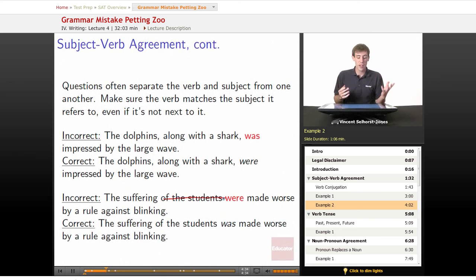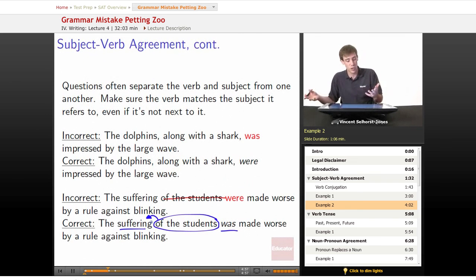Instead, we use the suffering of the students was made worse, because suffering connects to was. Suffering was. The suffering of the students is just there to modify suffering. Of the students isn't the subject, it's just a modifier on suffering. So what it really is, is the suffering was made worse by a rule against blinking. What's the suffering? It's the suffering of the students. So the suffering of the students was made worse. We want to be able to notice these things in the middle that are making the sentence more complex and take them out for a little while and go, oh, now I see the error.